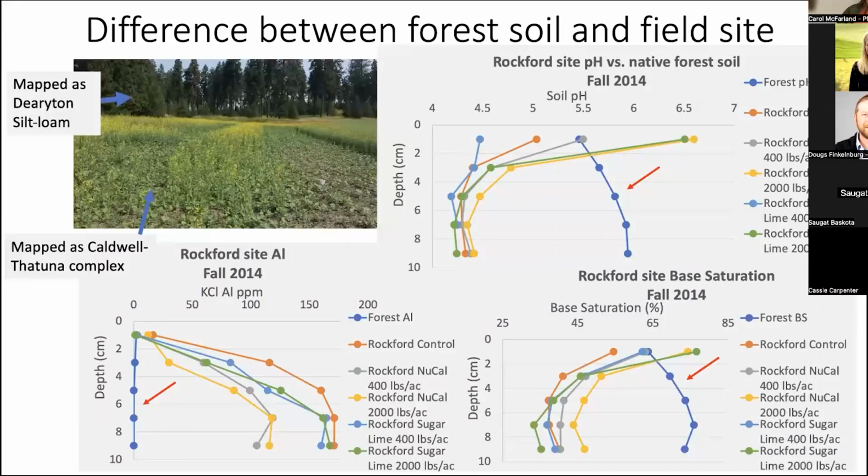Okay, so another component of the work we did that I'm just kind of throwing in because it's interesting. This is all unpublished at this point, but this is from some work with some gracious collaborators, letting us do some work on their ground up in the Rockford area. So in the fall, lime was applied in the field at different rates in the fall of 2013.